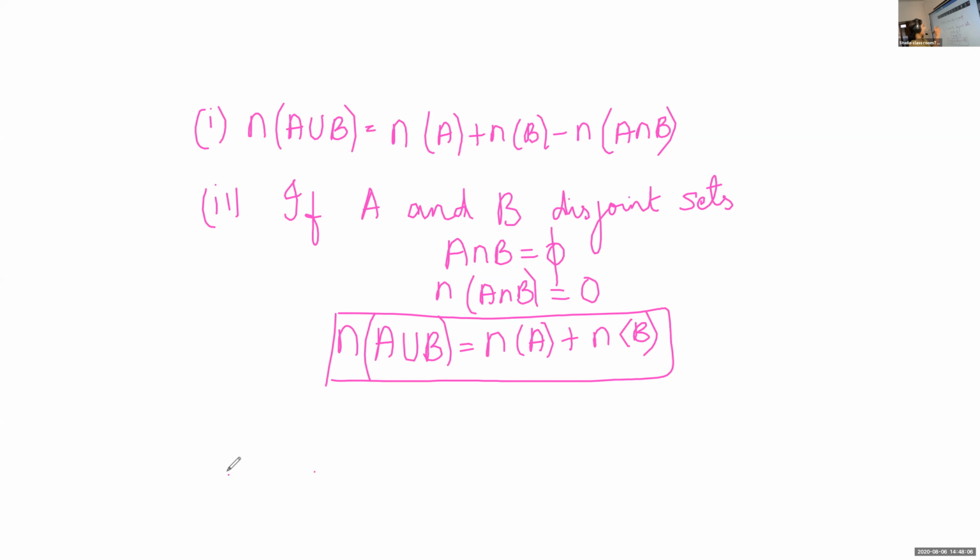Okay, this is the case when we are using two sets. If A and B are two finite sets, then N of A union B is equal to N of A plus N of B minus N of A intersection B. This one we can extend to any number of sets. So now let us learn the formula for 3 sets also. Copy all this formula. Okay, suppose A, B, C are finite sets.